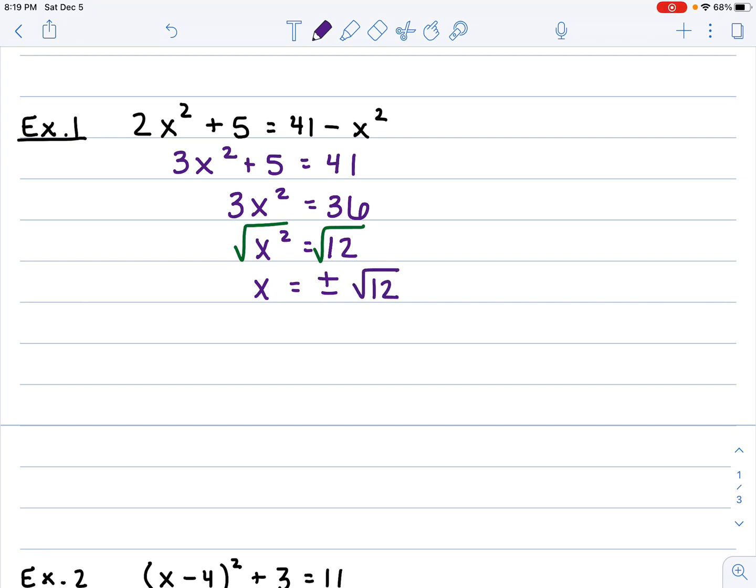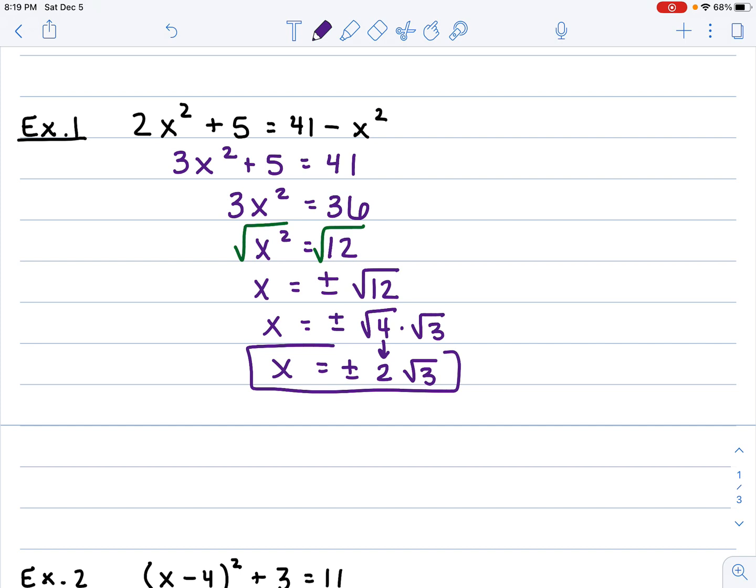Let's think, can we simplify radical 12? Yeah, we know that the square root of 12 can be broken down to the square root of 4 times the square root of 3. We know that the square root of 4 can be broken down to 2. So my answer would be x equals the positive or the negative answer of 2 radical 3.